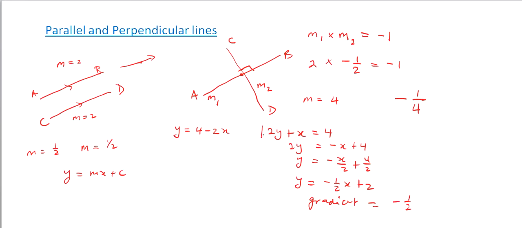So if you just look at this equation here, you can't just look at it and say, oh, the gradient is 1. You must write it in the form y is equal to mx plus c, which is what we did here, and then identify what is the gradient.